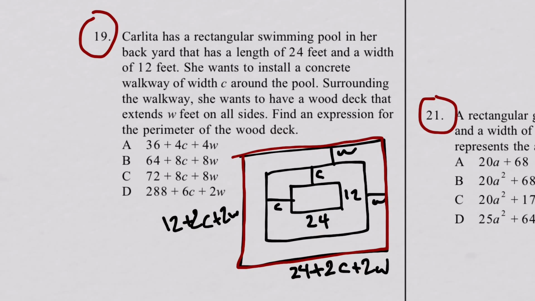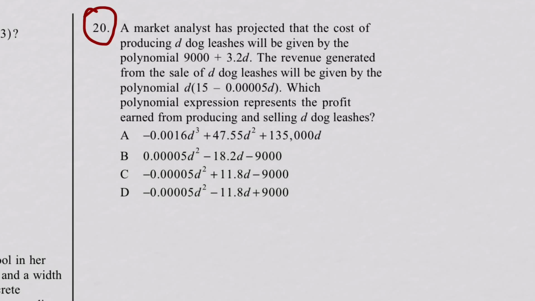That's going to be 72. And then it's going to be 2C plus 2C plus another 2C plus another 2C, giving me 8C. And then it's going to be 2W on this side plus 2W plus 2W plus 2W, giving you a total of 8W. And there's your answer, which is 72 plus 8C plus 8W. Okay, let's continue with number 20.